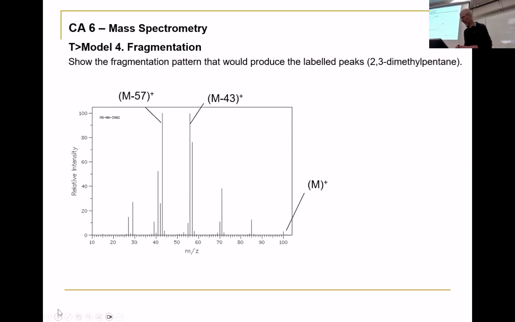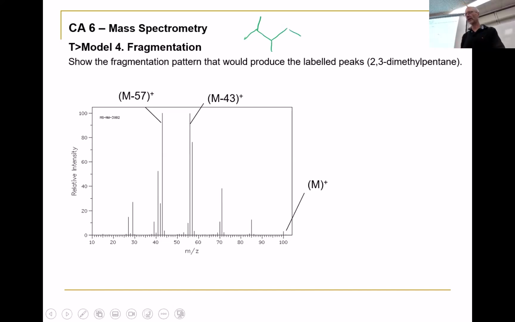Well, how about this then? This is at the bottom of page 50. You can see we have a really tiny molecular ion peak. And then we have two peaks; it's hard to say which one's the base peak because they're approximately the same height. But we have two major peaks, one at minus 43, one at minus 57. This comes from the molecule 2,3-dimethylpentane. So 1, 2, 3, 4, 5, methyl group here, methyl group there.